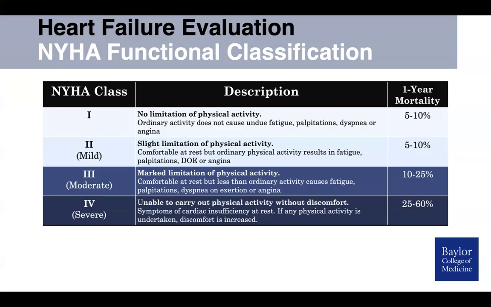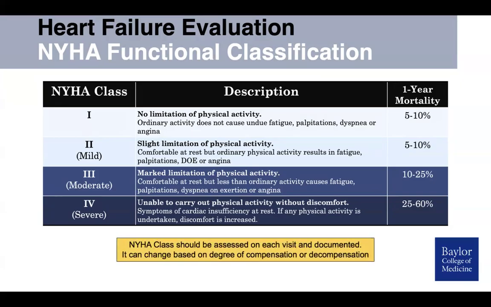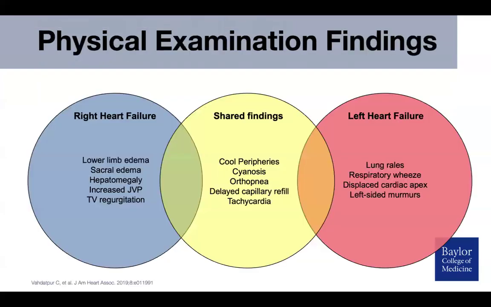You can see the 1-year mortality rate on the right there. And New York Heart Association class should be assessed on each visit and documented. It can change based on degree of compensation or decompensation.